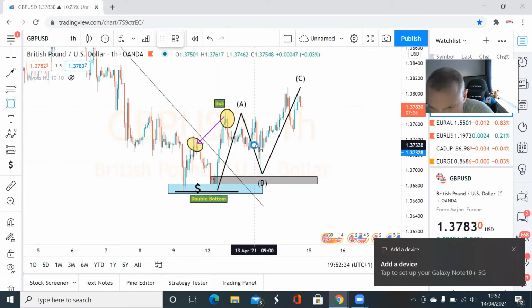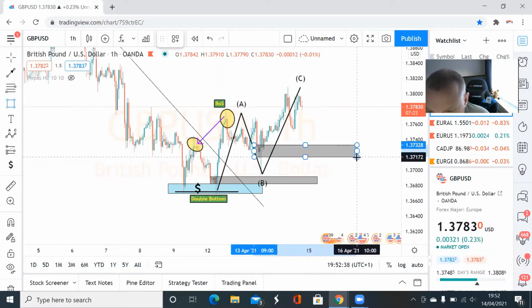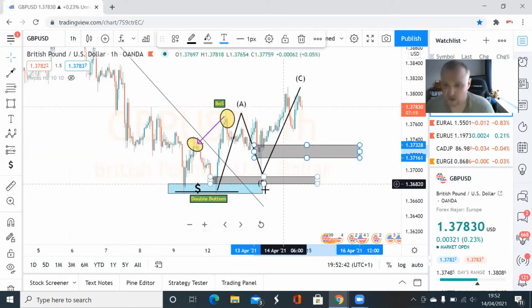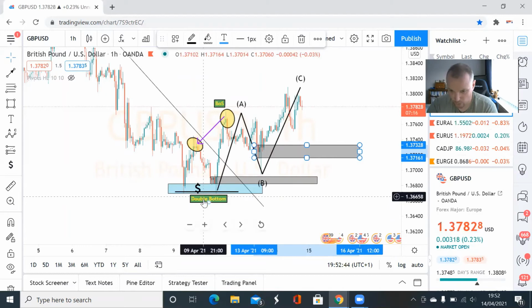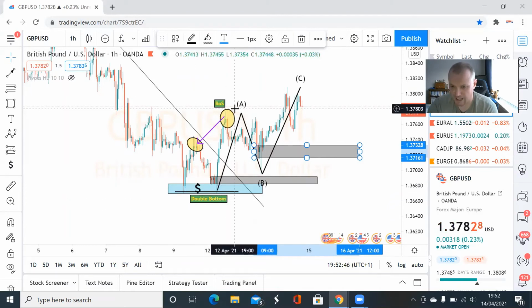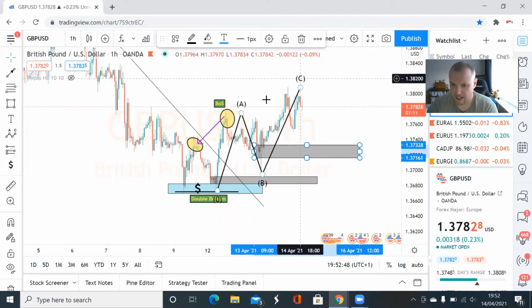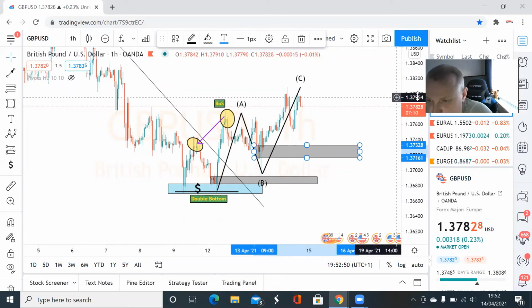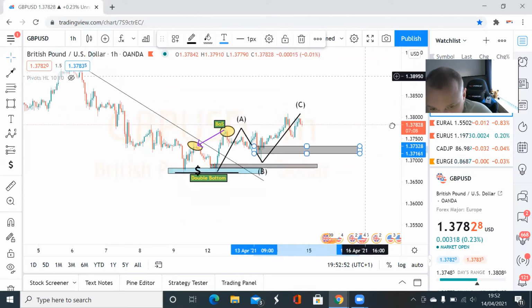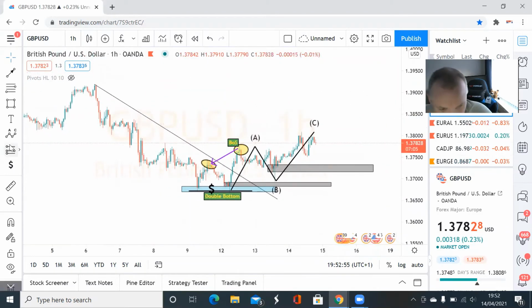Okay, so the last down before the up, and you just need to cover. In fact, just do wick to wick on there, right? So you've got the low, the high, the higher low, and the higher high. Okay, so this is the sort of layout I'm wanting to see.